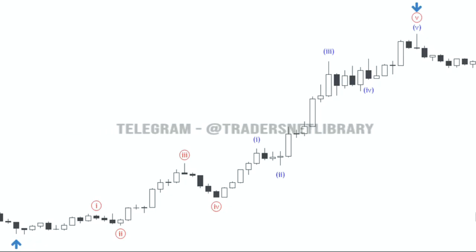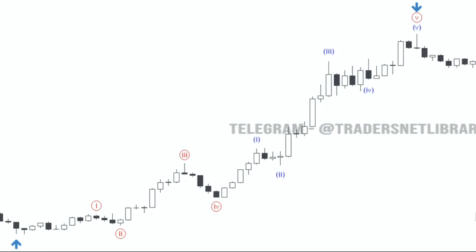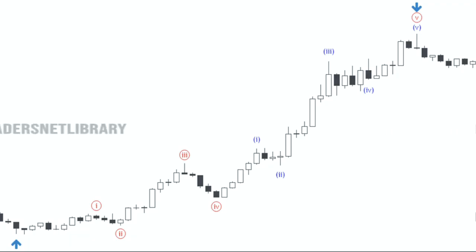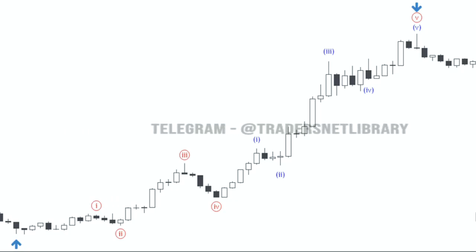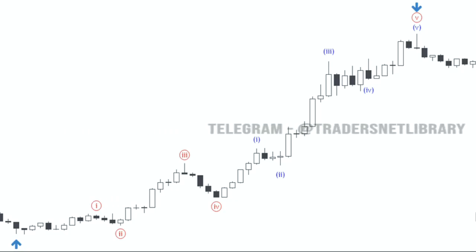In trending impulse waves, each of the 1, 3, or 5 waves can be extended. In some cases, the trending impulse waves can have 2 extended waves, in waves 3 and 5. As you can see in this picture, wave 5 has been extended in this impulse trending rally.